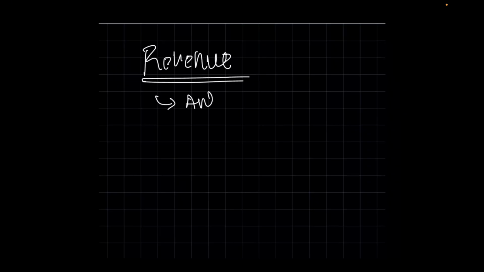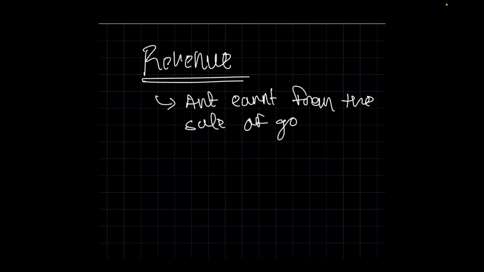Now let us look at revenue. We've finished costs, we've finished objectives, and now let's look at revenue. When we look at revenue, what does revenue mean? It is the amount earned from the sale of goods and services. That is what revenue essentially means.